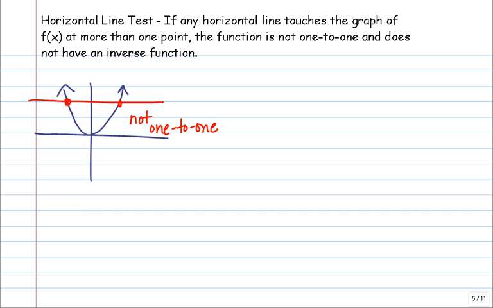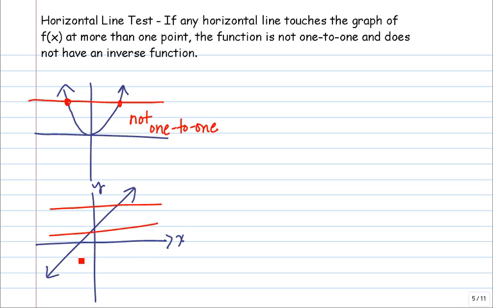What about the graph of a line? Would that be one-to-one? Yeah, it doesn't matter where we draw the horizontal line. It's only going to touch one point of the graph. So that one is one-to-one. Okay? So why is it then that this function we say would not have an inverse?